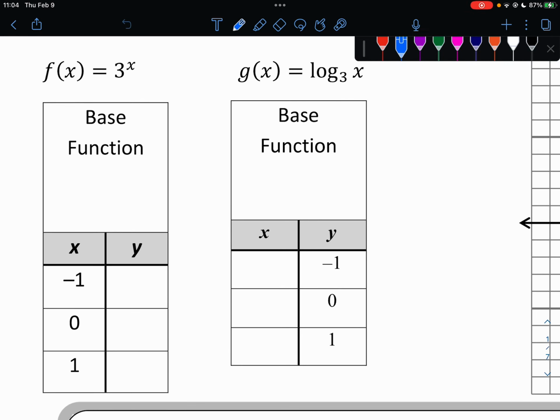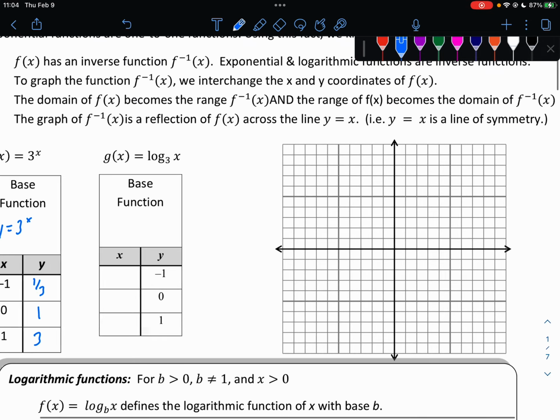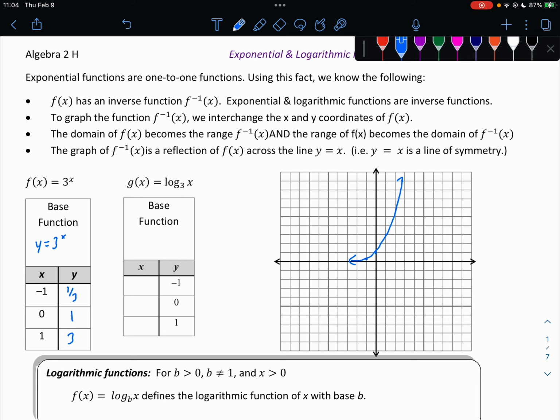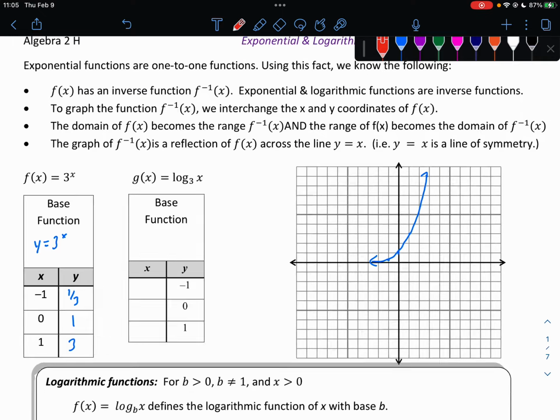We're going to do 3 to the x. So y equals 3 to the x in blue here. 3 to the negative 1 would be 1/3. 3 to the 0 would be 1, and 3 to the 1 would be 3. So let's plot those points, with the asymptote at y equals 0.